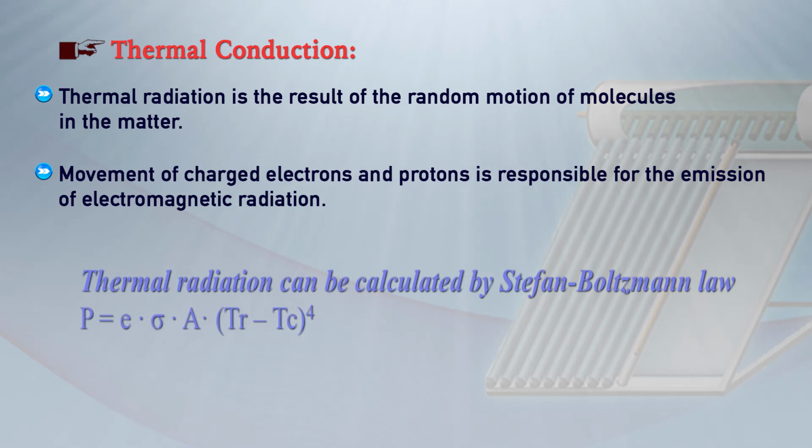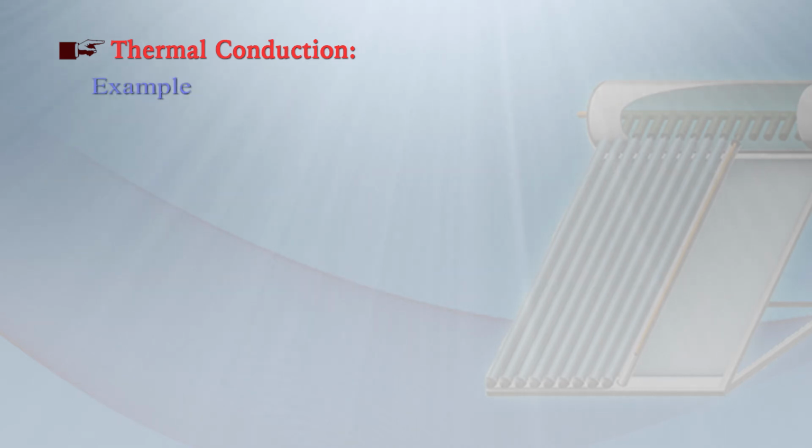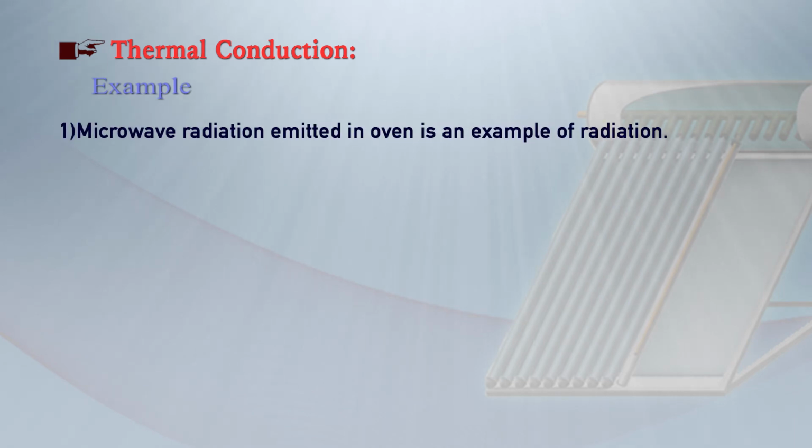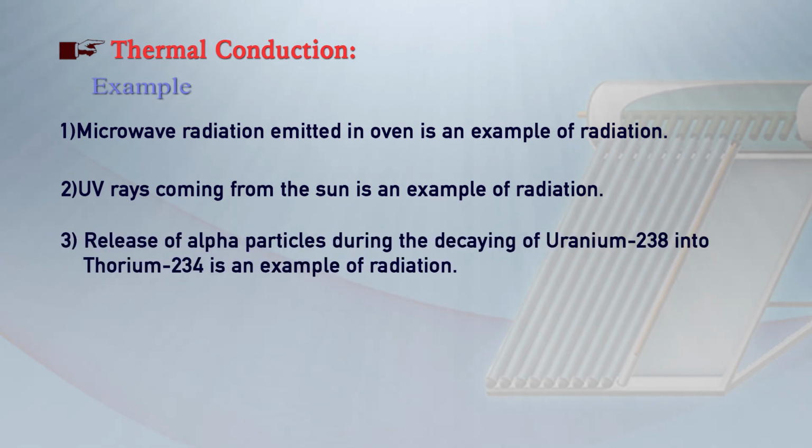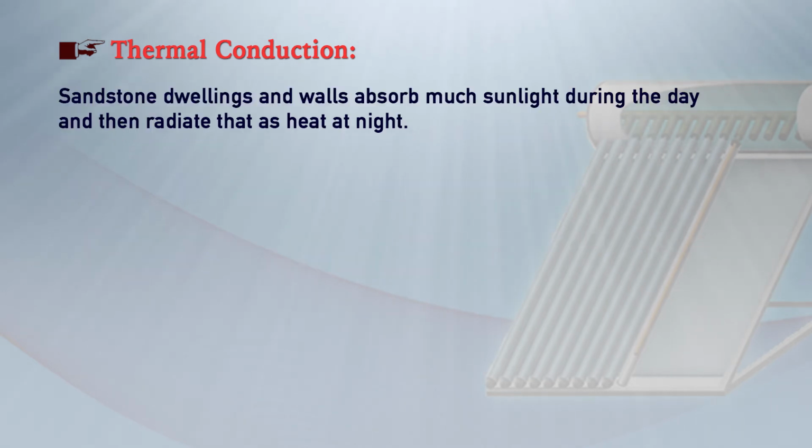to the power 4. Now, examples of radiation: microwave radiation emitted in an oven is an example of radiation. Ultraviolet rays coming from the sun are also an example of radiation. Release of alpha particles during the decay of uranium-238 into thorium-234 is also an example of radiation.